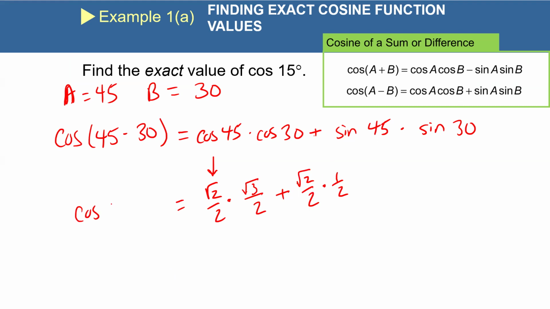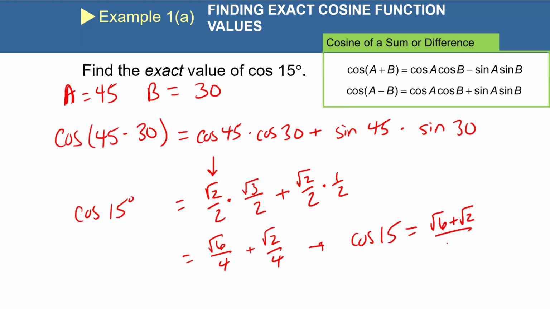So as we keep evaluating this, we're going to end up finding the exact value of cosine of 15. When you're multiplying fractions, it's numerator times numerator, denominator times denominator. So we have the square root of 6 over 4 plus the square root of 2 over 4. When your denominators are the same, that means you can combine your numerators. So we end up with the cosine of 15 equals the square root of 6 plus the square root of 2 all over 4. And you would leave it there because there's nothing else you can simplify. So that's what it means by the exact value of cosine of 15. It says square root of 6 plus square root of 2 over 2.